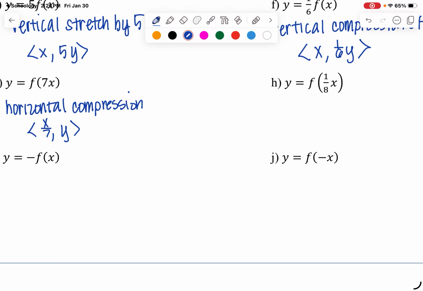And then this is a horizontal stretch. Your x values, you're not going to multiply them by an 8, you're going to divide them by 8, which is the same thing as multiplying x by 8. Multiply the x by 8, and then leave your y alone.